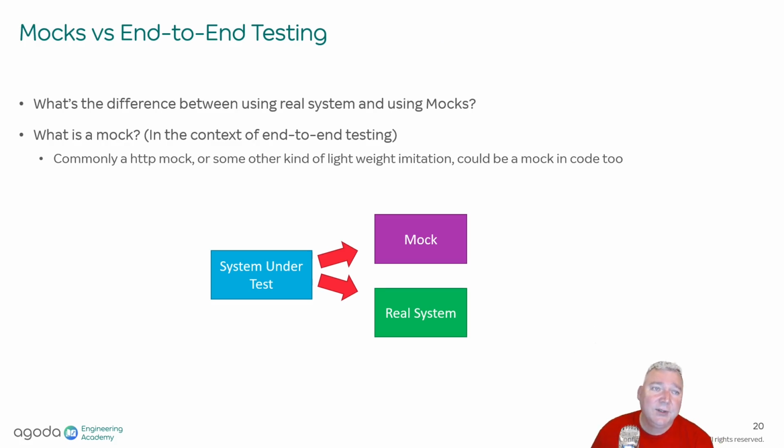So let's talk about mocks versus end-to-end testing for a minute. When we talk about mocks, just a bit of a disclaimer, I'm generally talking about HTTP mocks. You can also get other kinds of lightweight imitations. You also may have ones that are using gRPC as opposed to HTTP if you're building on that flavor. It could also be a mock in code too. Sometimes these are nice mocks, but generally this is what I'm talking about. Most of the time it's HTTP mocks when we're using them.